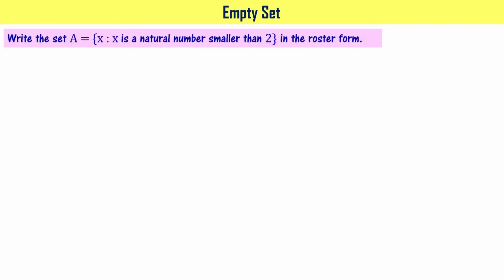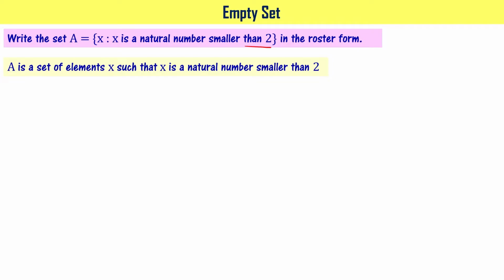Write the set A, a set of elements x such that x is a natural number smaller than 2, in roster form. The set A is given in set builder form. We want to write that in roster form, right? So A is a set of elements x such that x is a natural number smaller than 2.